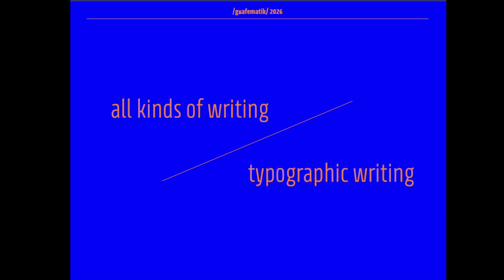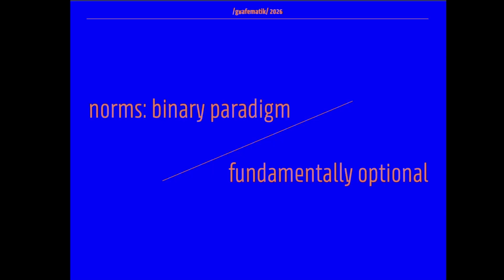So the first axis would be the kinds of writing. Orthography rules are valid for every kind of writing, even chiseled on steel, whereas editing conventions are applied properly to typographic text. The second vector: orthographic rules create a binary paradigm, correct and incorrect, accepted, not accepted, whereas editing conventions are fundamentally optional, not always, but fundamentally optional.